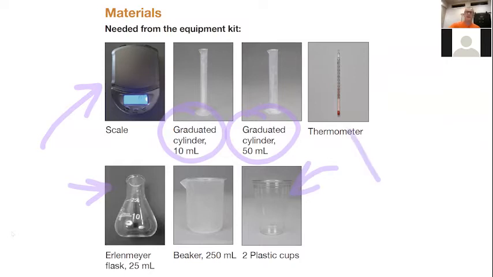Anyone tell me what we need the thermometer for? Why do we need a thermometer for this experiment? We're measuring volume, not temperature, right? So what's with the thermometer? Check the temperature of the water. Why do we need to know that? That's right, but why do we need to know the temperature of the water? To verify the density. That's right.